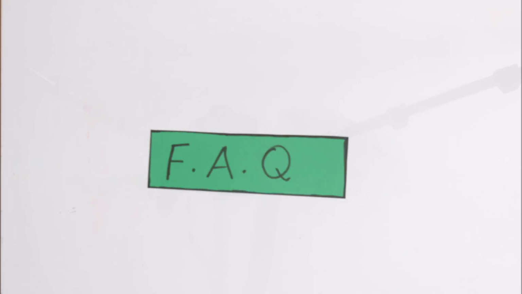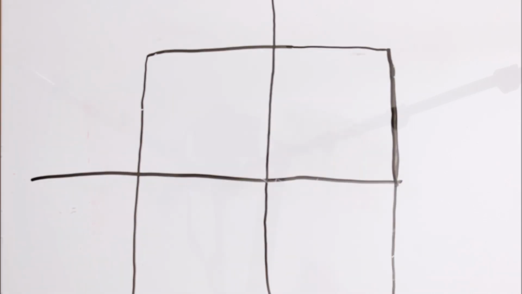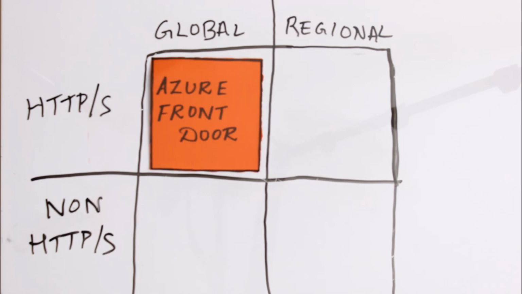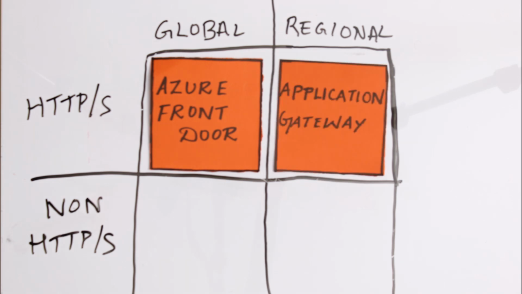Let's now look at some of the frequently asked questions around when to use which load balancing service in Azure. Let's broadly classify using the following quadrants. When you need a global and a layer 7 load balancer, the service you're looking for is Azure Front Door. Similarly, when you need a regional and a layer 7 load balancing capability, you want to stick with Application Gateway.